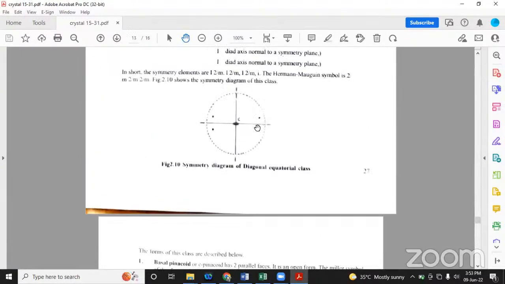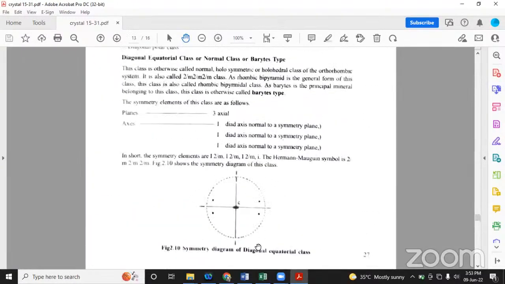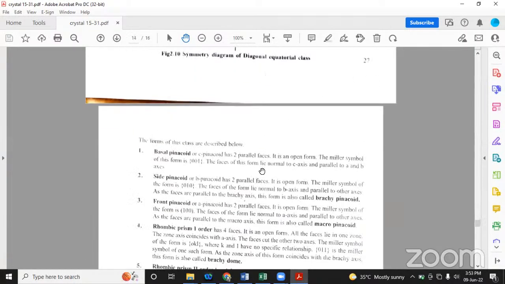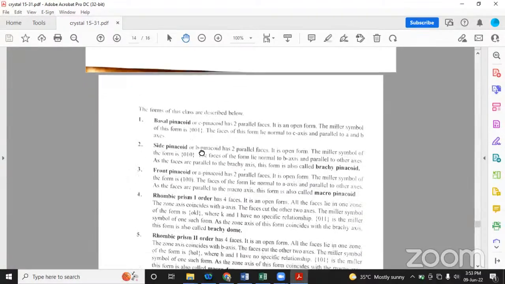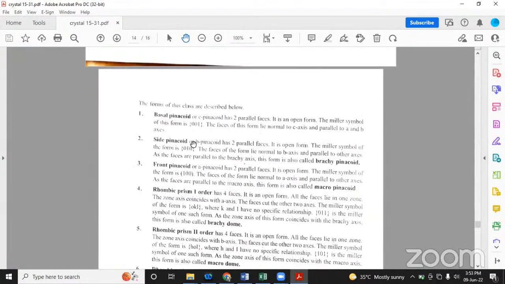Based on the forms, they divide into the different classes. These classes include a basal pinacoid. The basal pinacoid has 2 faces. 001 is the Miller symbol. It lies normal to the C axis and parallel to the A and B axes.